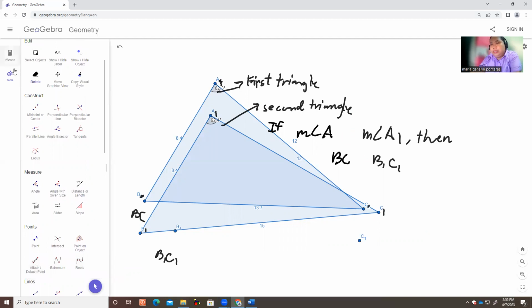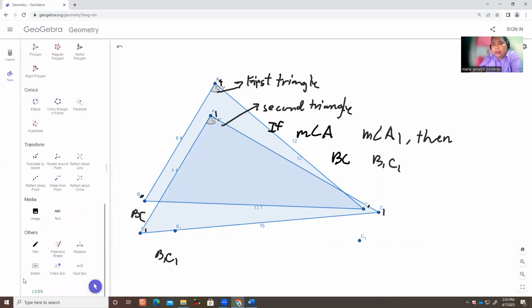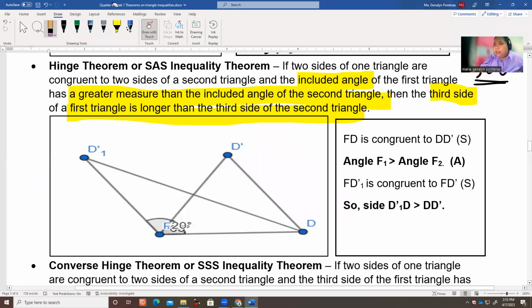Ayan. So this is the second case or second scenario. Kapag in-extend pa natin, pag nag-decide tayo na larger ang included angle ng second triangle, ganun din ang magiging result. The third side of the second triangle is now larger than the first triangle. Okay. Next, let's have this one.